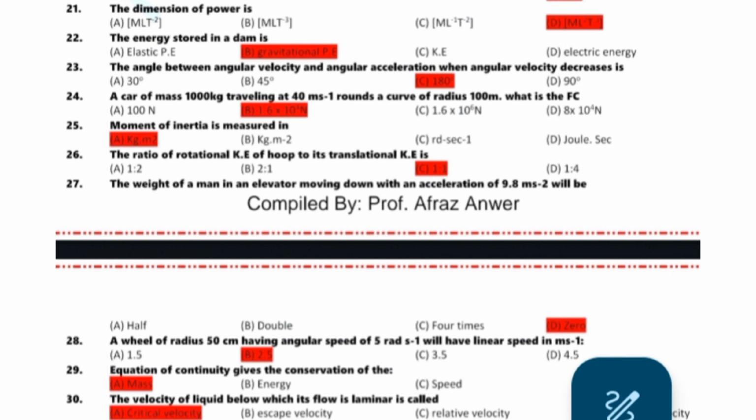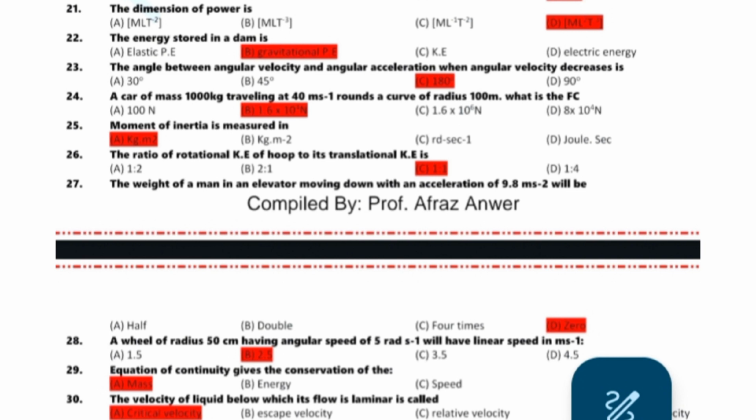The weight of a man in an elevator moving down with an acceleration of 9.8 meter per second squared will be 0. A wheel of radius 50 centimeter having angular speed of 5 radian per second will have linear speed in meter per second 2.5.